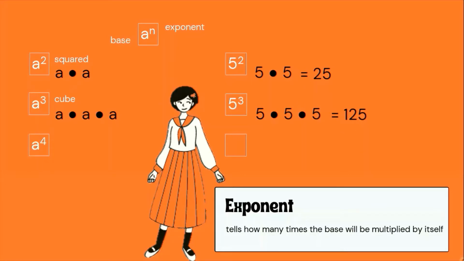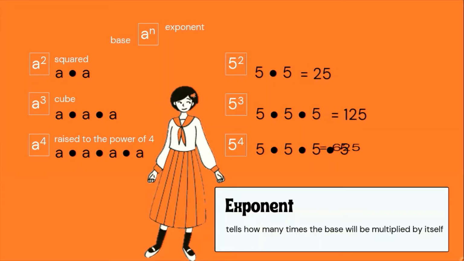Another example, we have a raised to the power of 4. Multiply natin yung base sa sarili niya ng 4 na beses dahil ang exponent natin ay 4. A times a times a times a. Kung bibigyan natin ng value yung a, say for example, it's 5. 5 raised to the power of 4. Multiply natin yung 5 sa sarili niya ng 4 na beses. 5 times 5 times 5 times 5 is equal to 625.